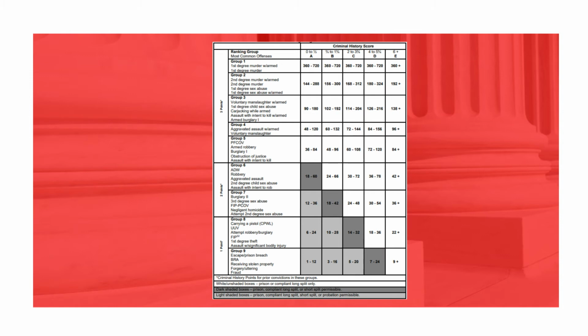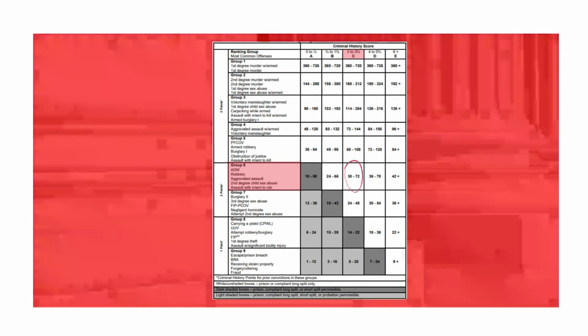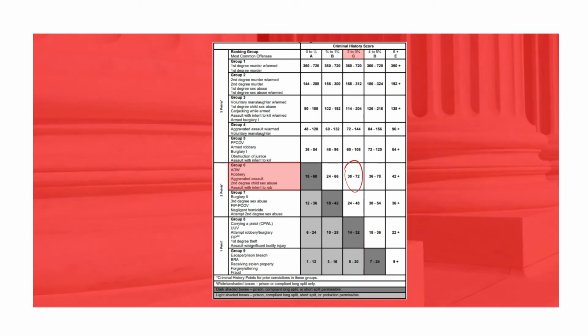Steve is being sentenced for assault with a deadly weapon, which is a Master Group 6 or M6 offense. Steve has a prior conviction for attempted robbery and a prior conviction for felony theft. Therefore, he has a criminal history score of 2, which will land him in Criminal History Group C. The guidelines recommended sentence for Steve is at the intersection where the two axes meet, which is a prison sentence as indicated by the white shaded box. That is between 30 to 72 months.